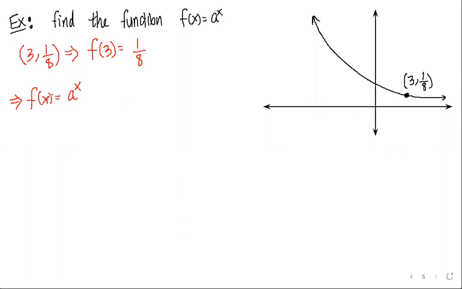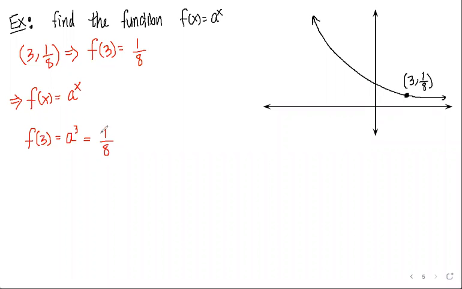So first of all, I plug the 3 inside this function. So f of 3 equal a to the 3. And already they give me the answer for f of 3. F of 3 equal 1 over 8. So this is equal to 1 over 8. Again, I plug the 3 inside this function, they give me a to the 3, and they give me the answer already. F of 3 is 1 over 8.